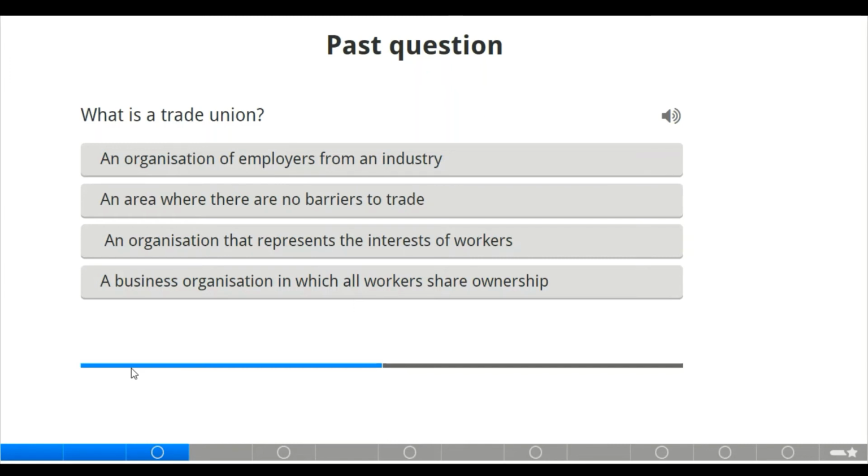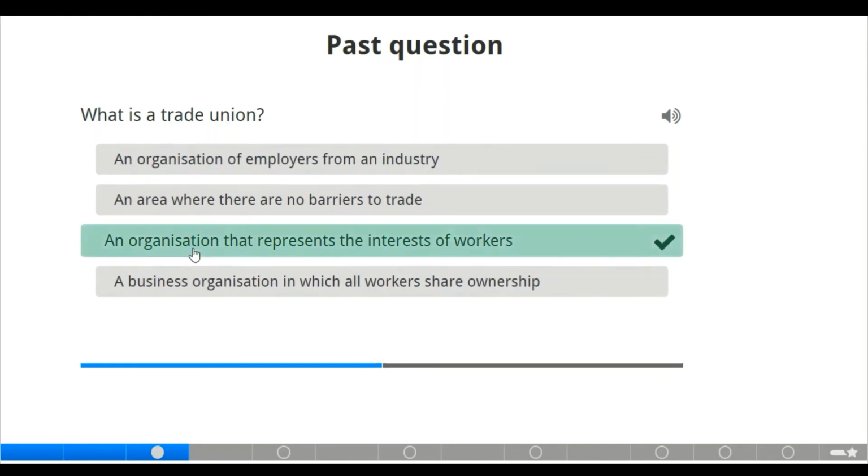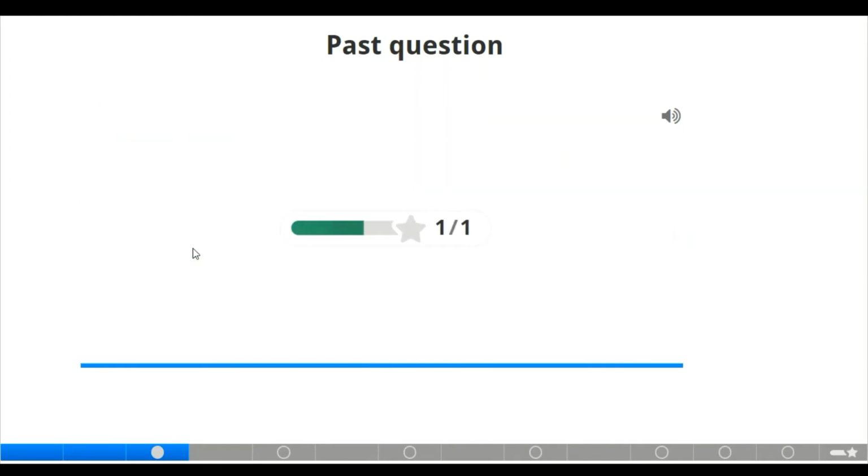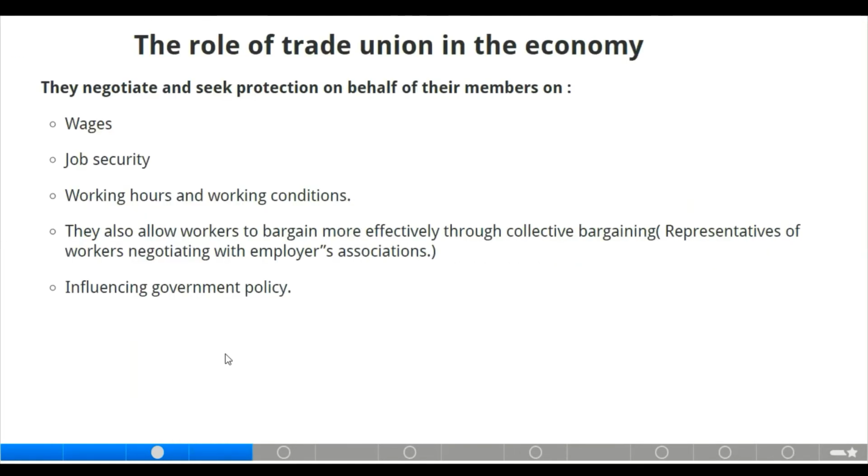An organization of employers from an industry, is that so? An area where there are no barriers to trade, an organization that represents the interests of workers, or a business organization in which all workers share ownership. Of course, an organization that represents the interests of workers should be our answer according to our definition of trade union. Moving to the next slide, we have the role of trade unions in the economy.